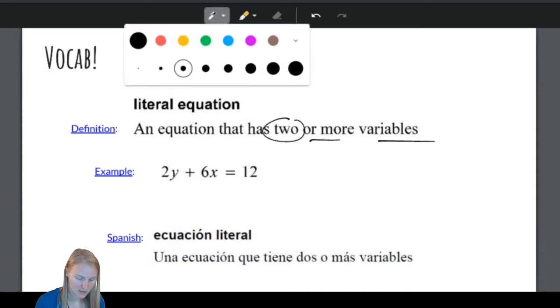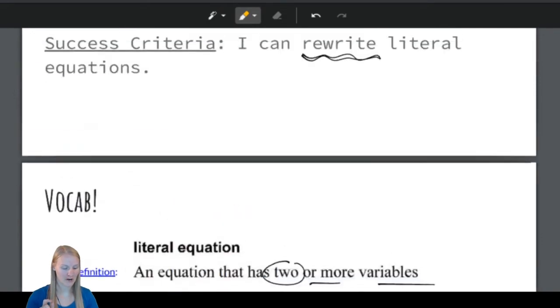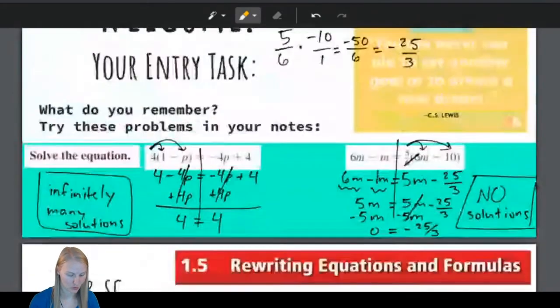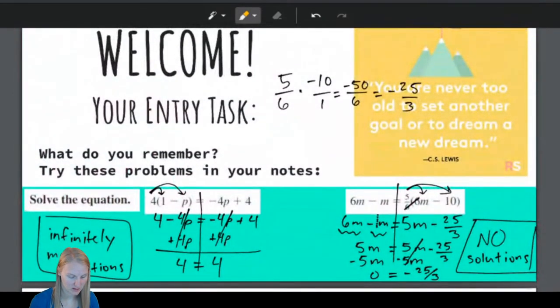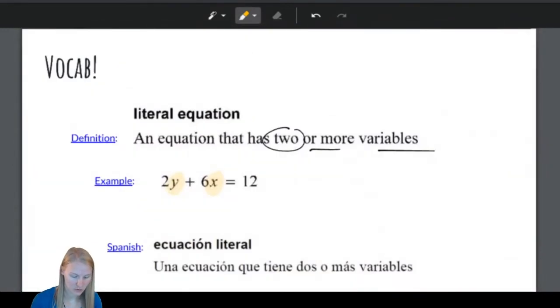So let's get a different color in here. Notice how in this equation we have y and x. Normally, we just have one variable. In our beginning task, we just had p. There was no p and q, it was just p. And in this example, we just had m. There was no m and x, it was just m. So literal equations are when we have two or more variables.